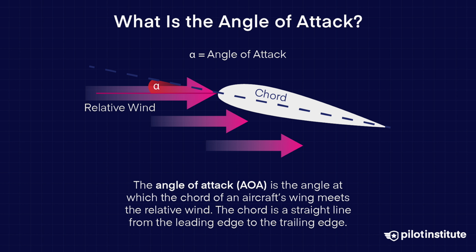Angle of attack is defined using that chord line. It's the angle between the chord line and the oncoming airflow. It describes how the wing is meeting the air. Angle of attack is about orientation relative to the airflow, not relative to the horizon or the ground.